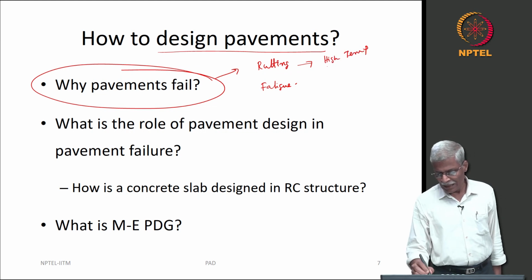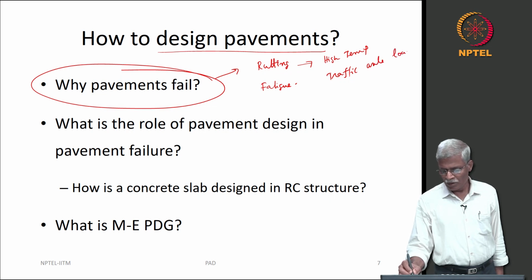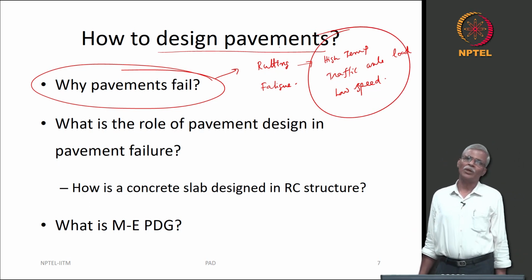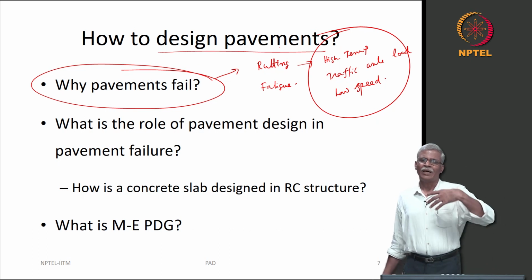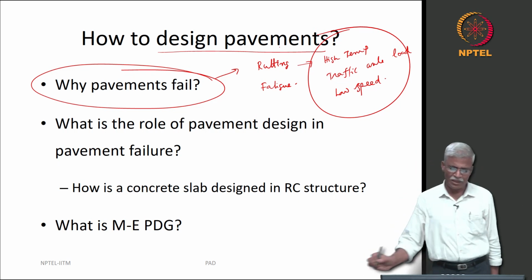okay, then traffic axle load and low speed, you can say. So, you can categorize, these are some of the reasons. So, you are going to have high temperature, heavy traffic axle load and a low speed, and these are these 3 dangerous combinations as far as the rutting is concerned.